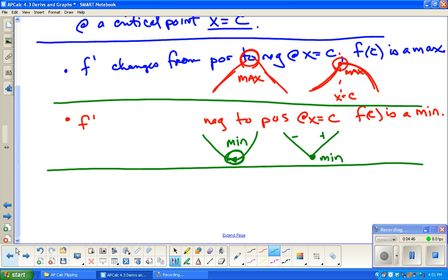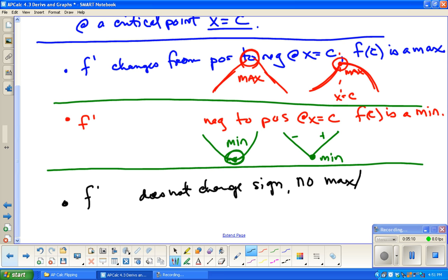Moving right along, nothing deep so far. If f prime does not change sign, then there is no max or min. That wasn't that deep.